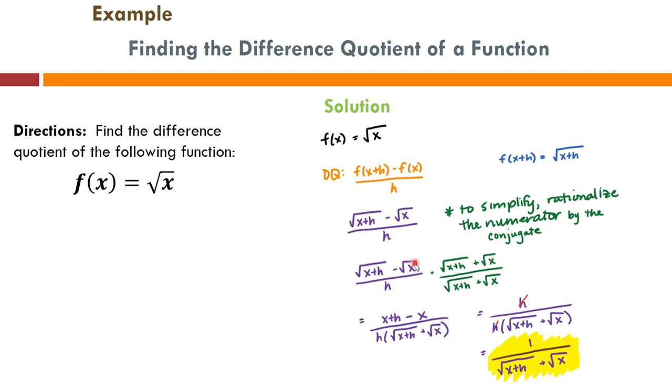So you have two terms here and you have two terms here. So you're going to FOIL it. So you're going to do first terms together. So the square root of x plus h times the square root of x plus h. The radicals are going to cancel. You're going to be left with what's underneath, which is just x plus h.